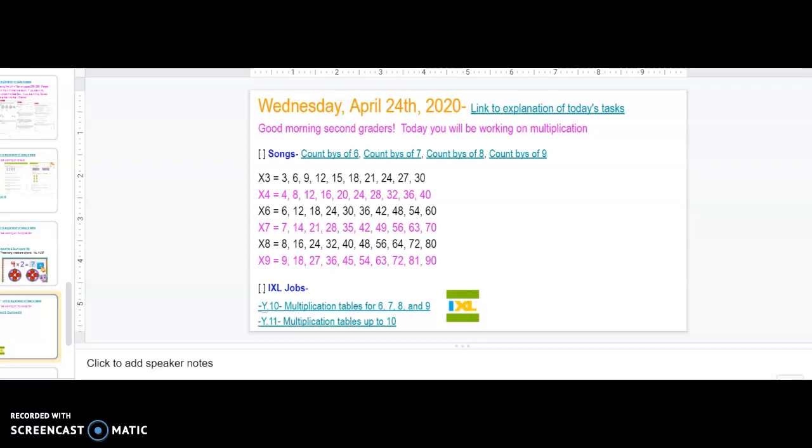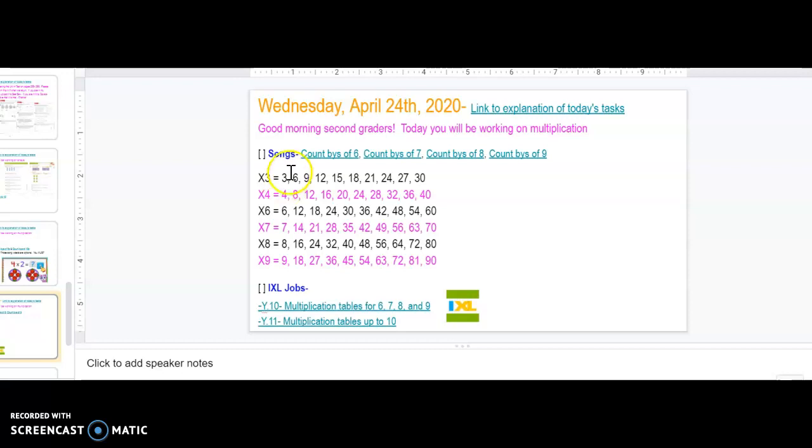Today is Wednesday, April 24th, 2020, and we will continue working on our multiplication. Today we're going to work on the facts of 6s, 7s, 8s, and 9s. So I want you to listen to all 4 songs, and then on a separate piece of paper, I want you to write times 3 equals, and then write all of your count bys of 3s.